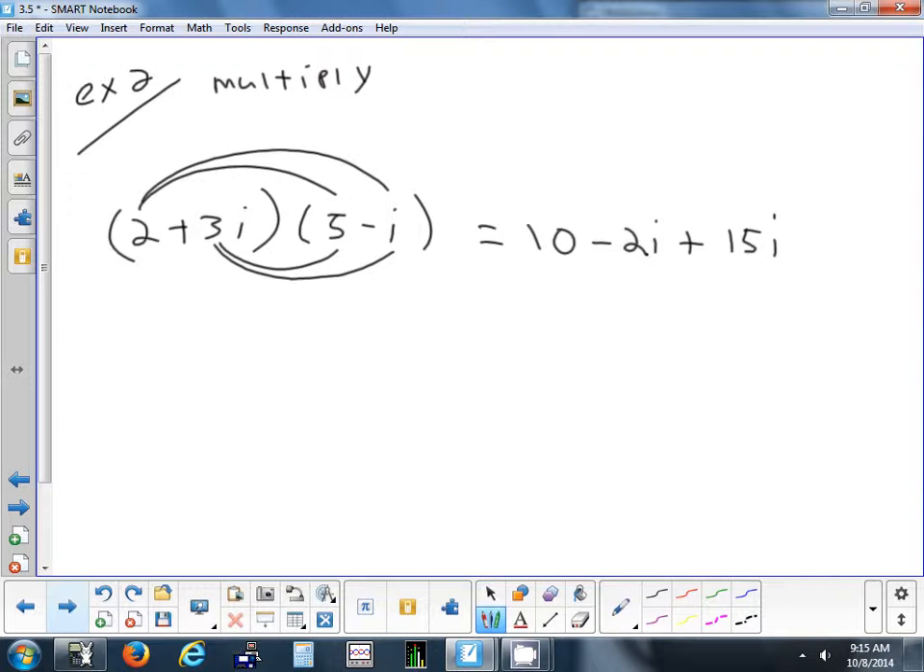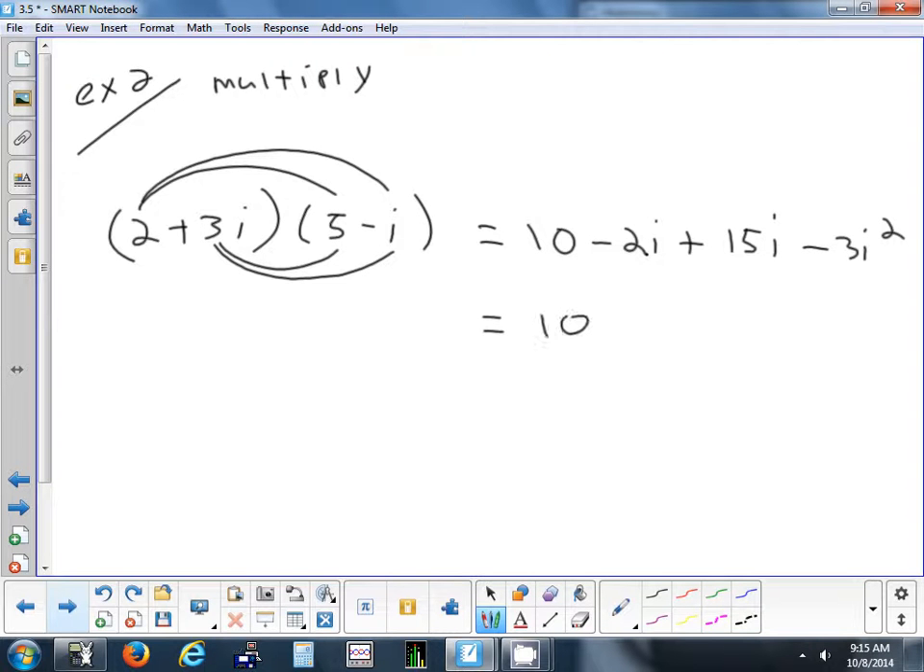Right, so let's look at it. We have a positive times a negative, which is going to be a negative. So we take care of the sign. And now we have 3i times i. What's 3i times i? Yep. 3i squared. Okay, a couple things we have to do to simplify.